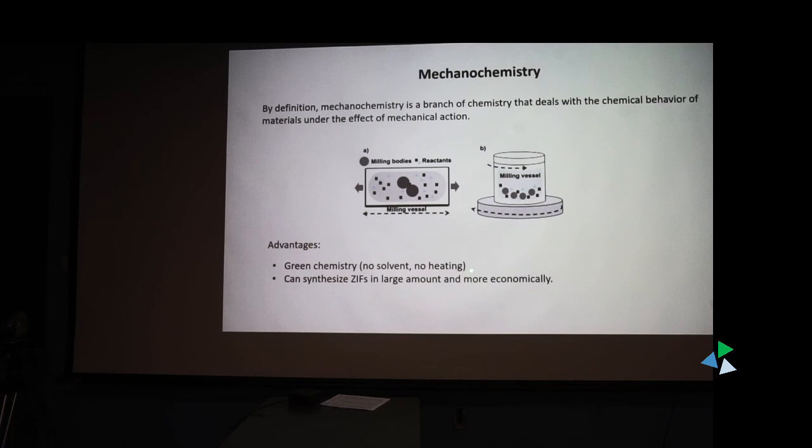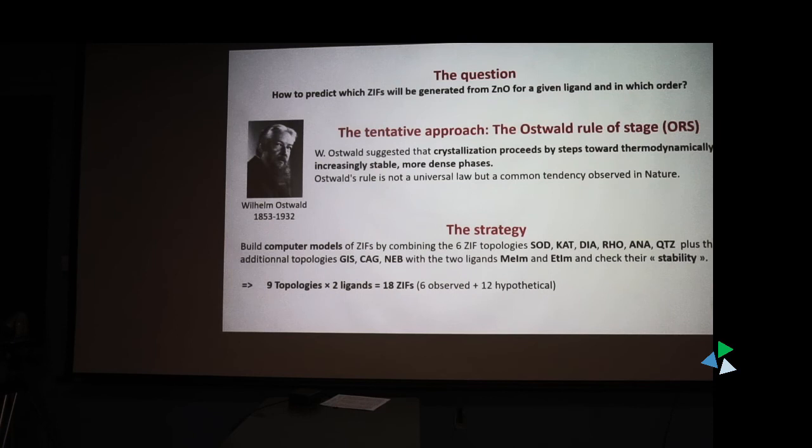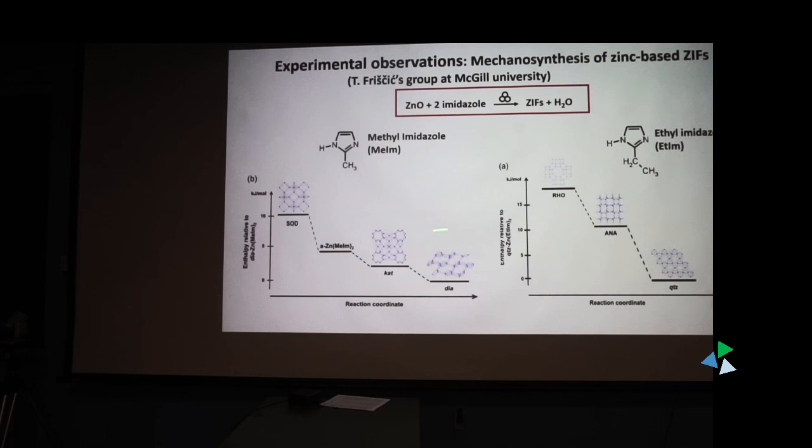Okay, so I will tell you what are the experimental results done at McGill University that represent the starting point of our work. So they synthesized this by means of mechanochemistry, and they used two kinds. Okay, so this is this reaction. So zinc oxide plus 2-imidazole after mechanosynthesis, they produce ZIFs and water.